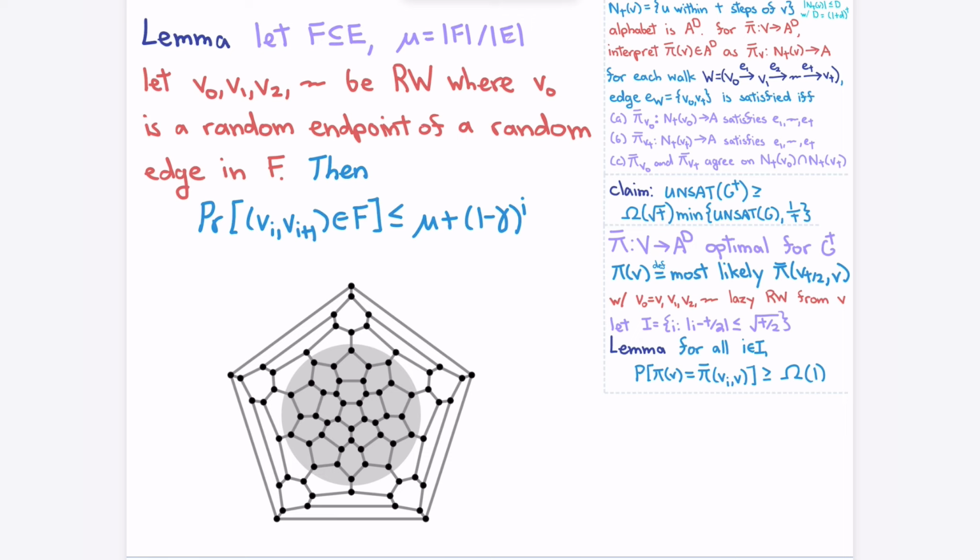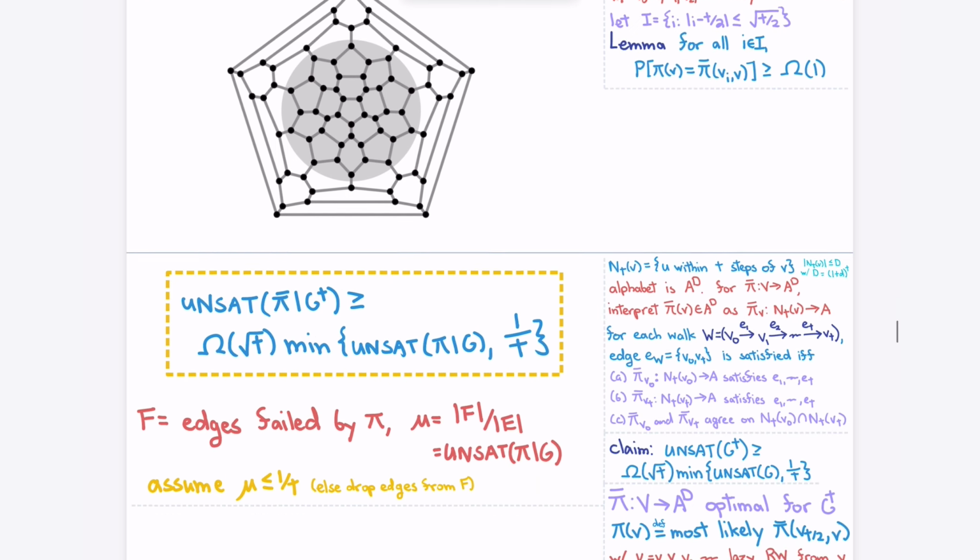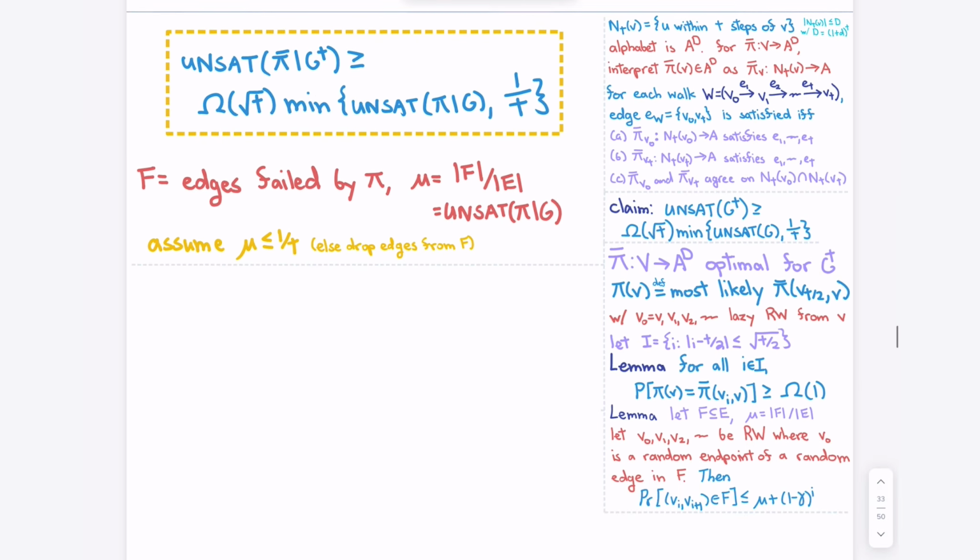Will be like mu plus 1 minus gamma to the I. All right, so are we going to prove that? We're going to see what the implications of this are. We're going to let F be the set of edges that are failed by our induced labeling in G. So mu will be exactly unsat G, or unsat pi in G.